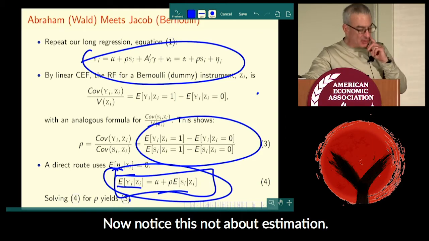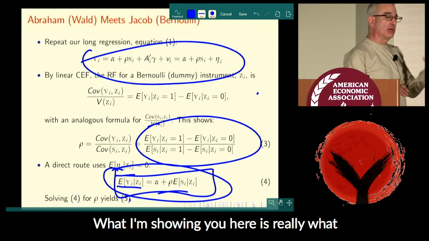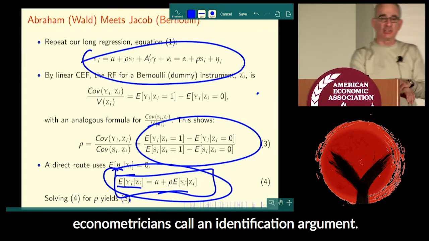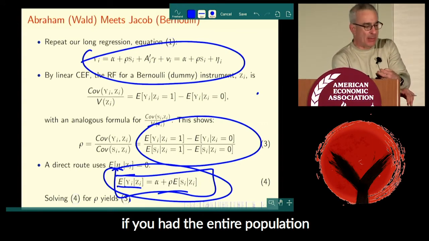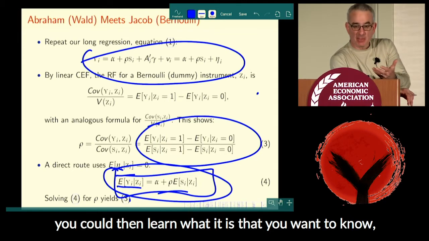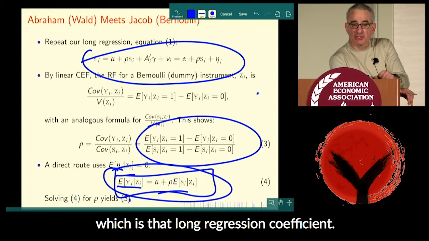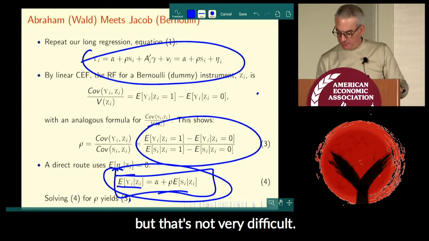Now, notice this is not about estimation. What I'm showing you here is really what econometricians call an identification argument. So this is showing you that if you had the entire population, you could then learn what it is that you want to know, which is that long regression coefficient. In practice, you need to estimate this, but that's not very difficult.